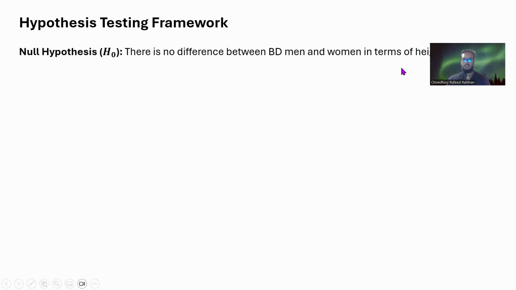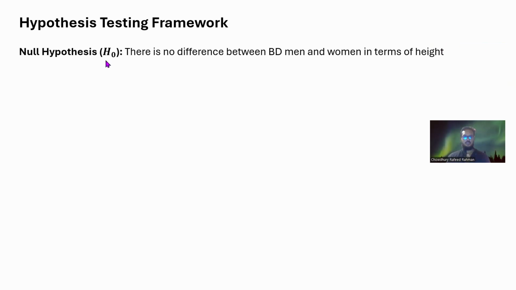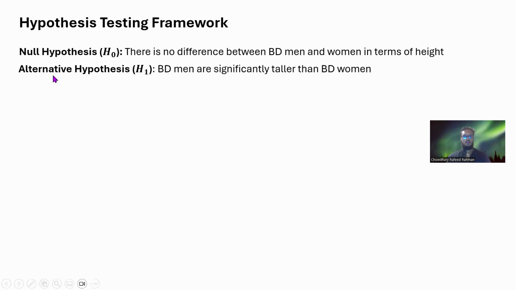So there is this thing called the null hypothesis, which is called H0. In H0, we are just going to say that there is no difference between BD men and women in terms of height. And this is something we want to disprove. So basically, first of all, we just assume that this is true, but we have to disprove it in order to prove the alternative hypothesis H1, which is BD men are significantly taller than BD women. This is what we want to prove, and this is what we want to disprove.